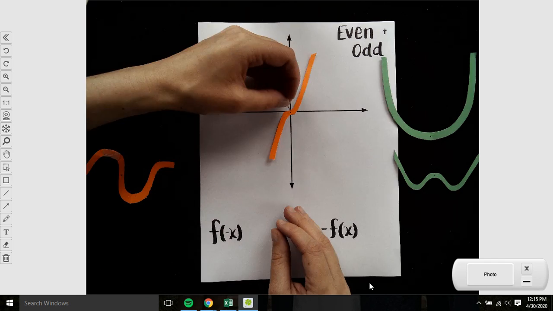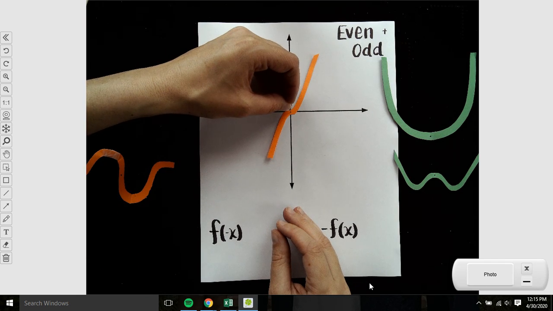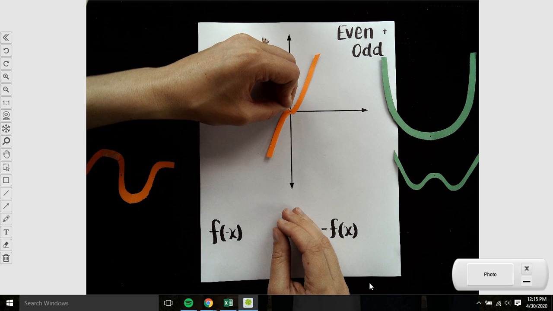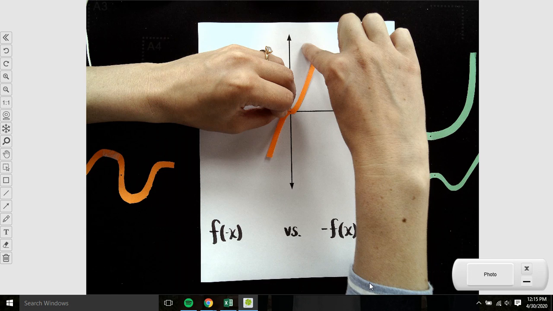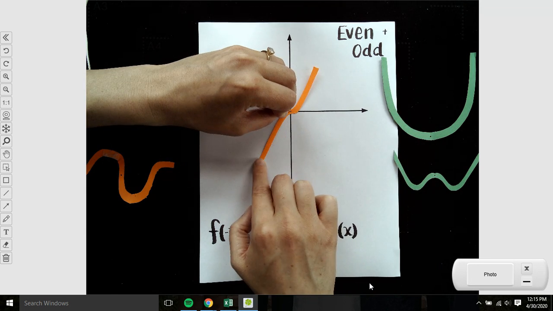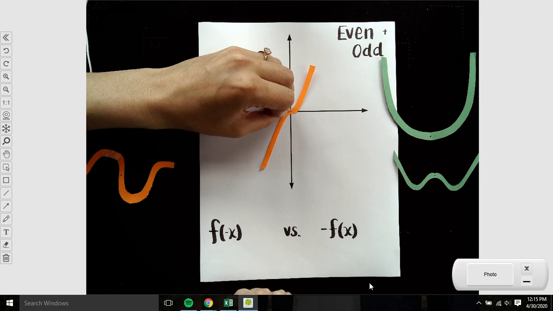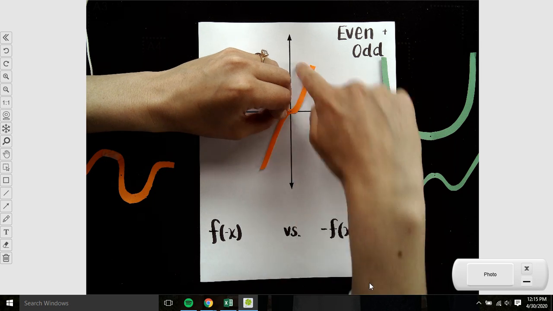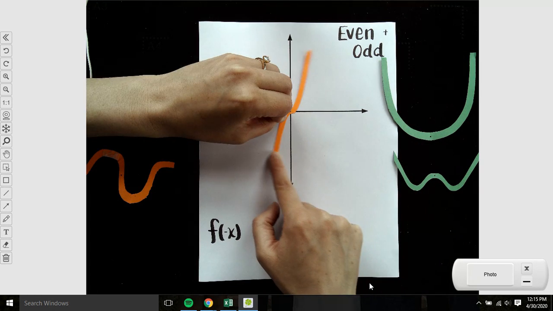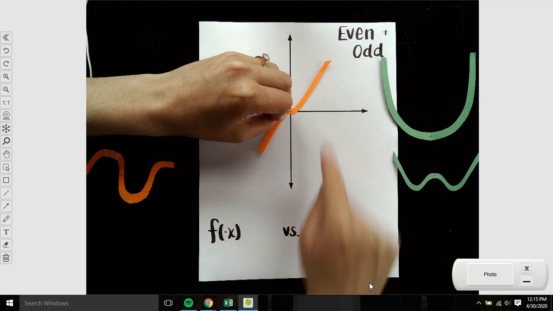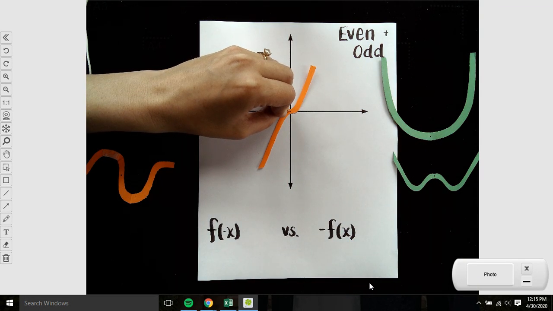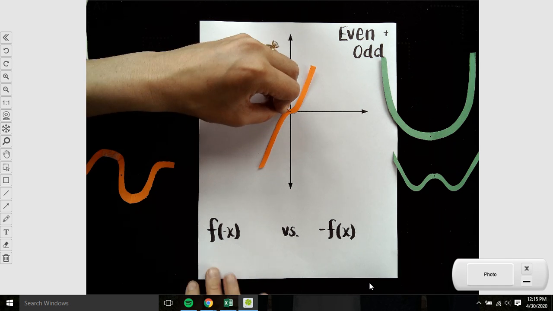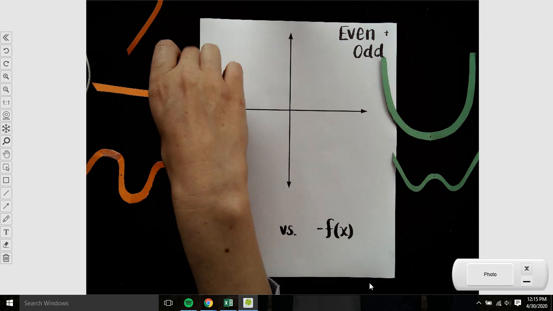I have a point at which I'm going to rotate it around. It has to be the origin. And if I rotate this 180 degrees, notice it looks the exact same. If I rotate it 180 degrees again, exact same. So it is important that you recognize that it has to be 180 degrees rotated, and then it gets you the exact same thing. So I'm going to show you another example of this.